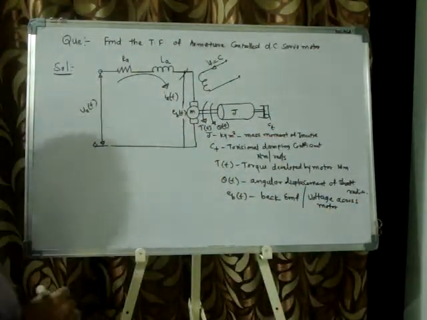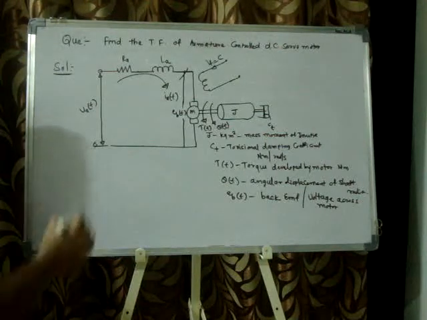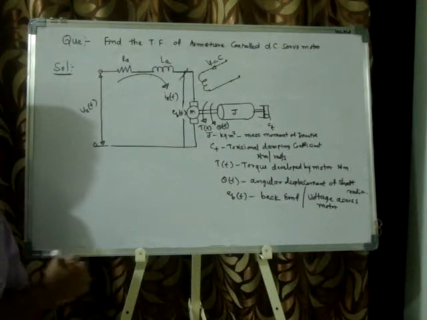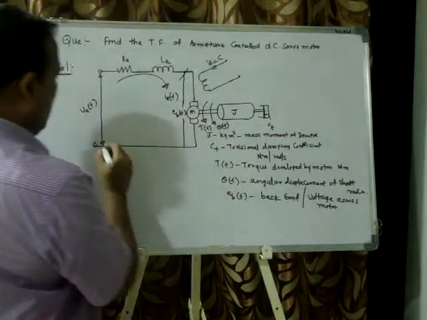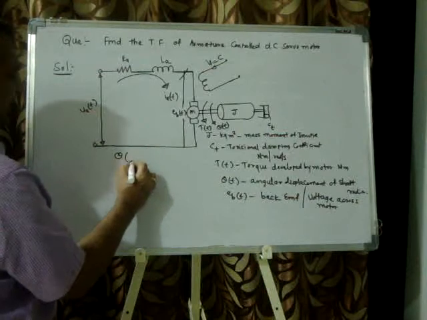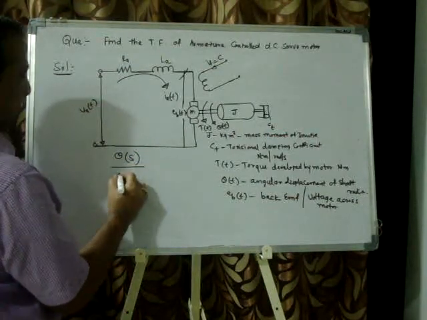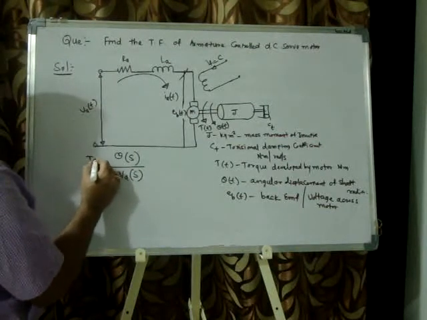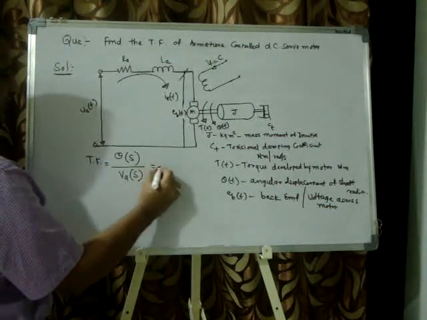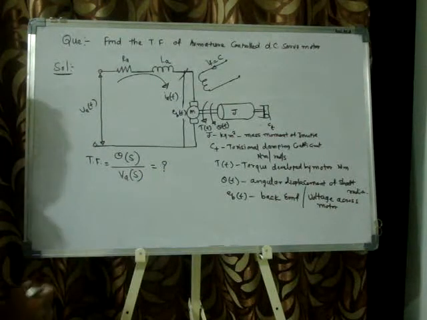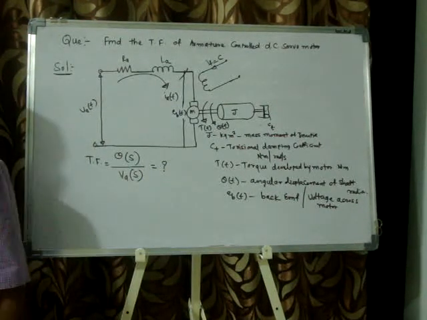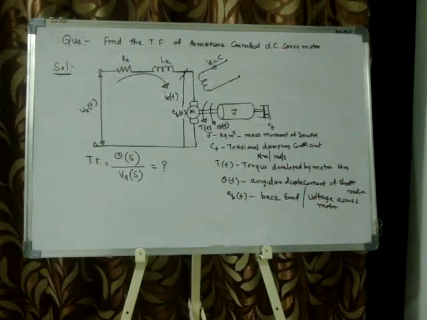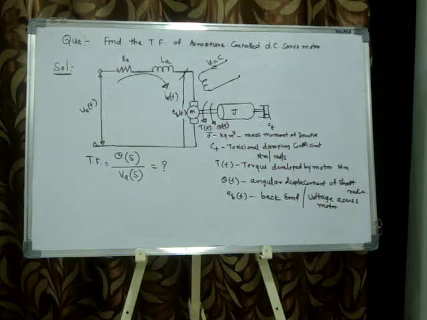Voltage across the motor. Okay, so the armature voltage VA of t is the input. The output is theta of t. What are we supposed to find? Theta of s, the Laplace of output, divided by VA of s, the Laplace of input. That is called the transfer function.